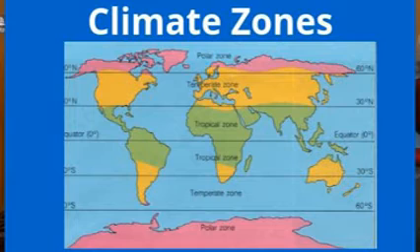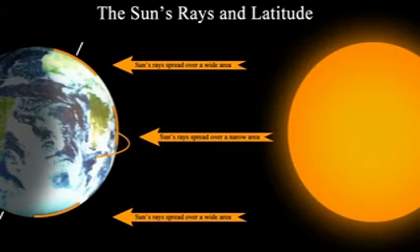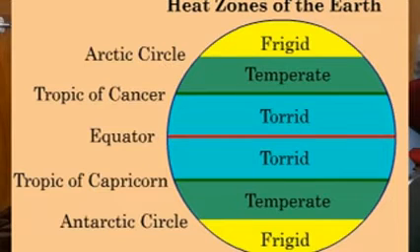Now coming to the next part, the climatic zones, which can also be called heat zones. The earth is divided into 3 heat zones based on the sunlight received in a particular place. The 3 heat zones are torrid zone, frigid zone and temperate zone. Torrid zone is the hottest climatic zone of the earth. It lies between the Tropic of Cancer and Tropic of Capricorn across the equator. Because it crosses the equator, the region is very hot.